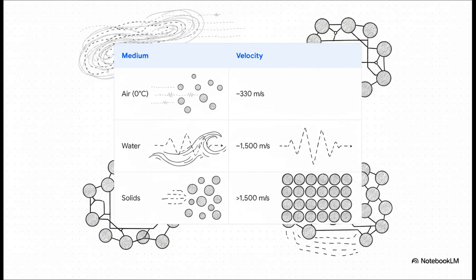its speed scales up dramatically as the medium gets denser. Check out this table. In freezing air, sound travels at about 330 meters per second. But put it in water, and it jumps to 1,500 meters per second. And in rigid solid metals, where the molecules are packed super tightly, it can exceed 13,000 meters per second. The medium physically dictates the ultimate speed limit.